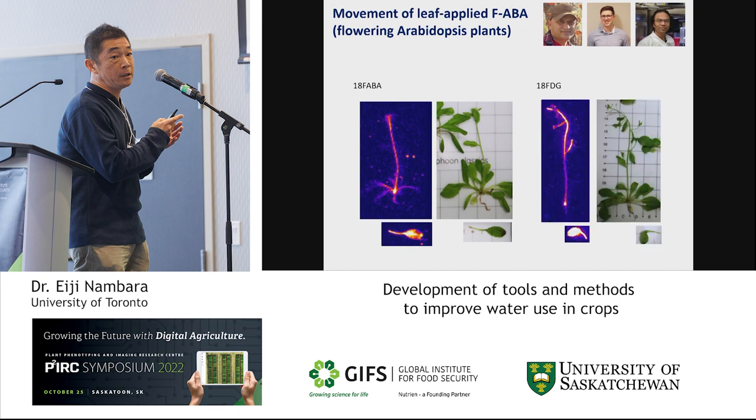This is the control, FDG, a chemical known to move via phloem. In this case, the signal clearly goes to the shoot and to the root, but not to the petiole. This is the expected typical phloem movement once we apply the compound to the leaves. For ABA, in addition to the major phloem movement, there's some petiole movement coming here, but it always moves to the petiole and seems not to move into the leaves. So we hypothesize there is a checkpoint here to block ABA movement into leaves.